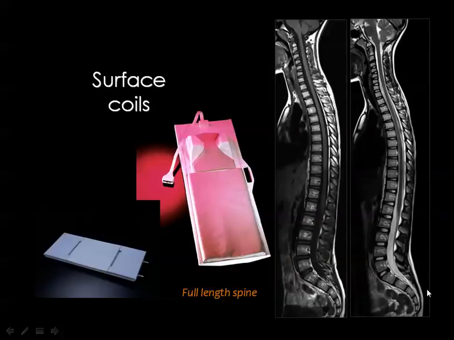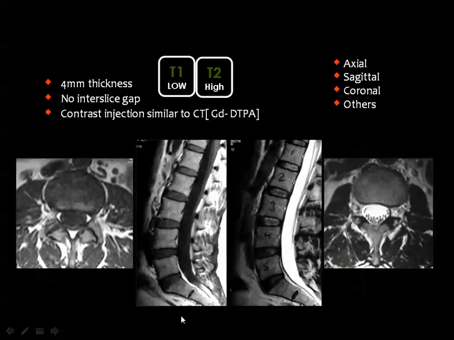And in order to examine the spine, you should use the surface coil. The best surface coil should be close to the spine and not move with respiration. So the surface coils for the spine are like this, where the patient lies on his back and the coil is very close to the spine and does not move with respiration.